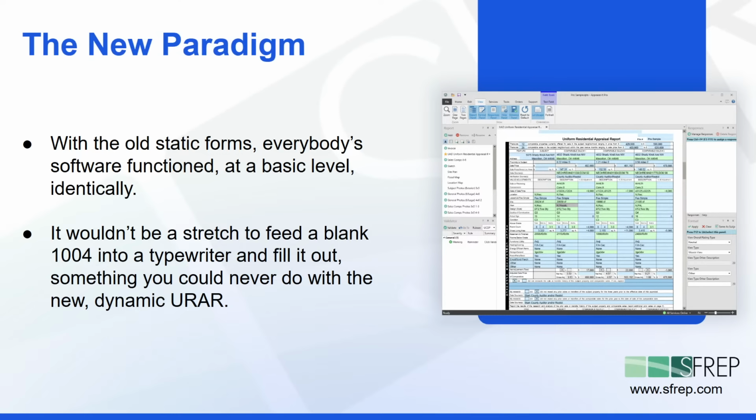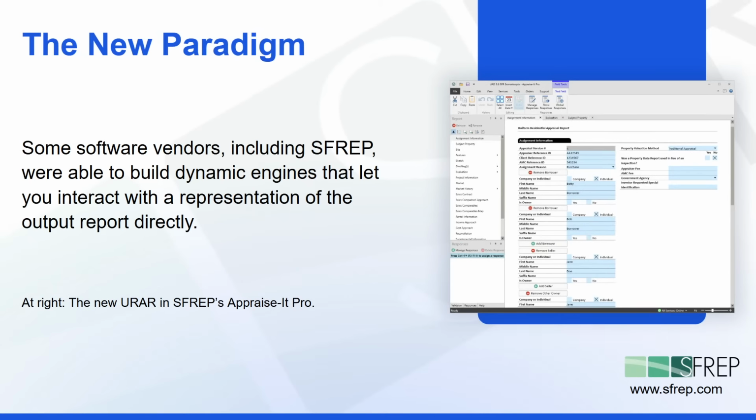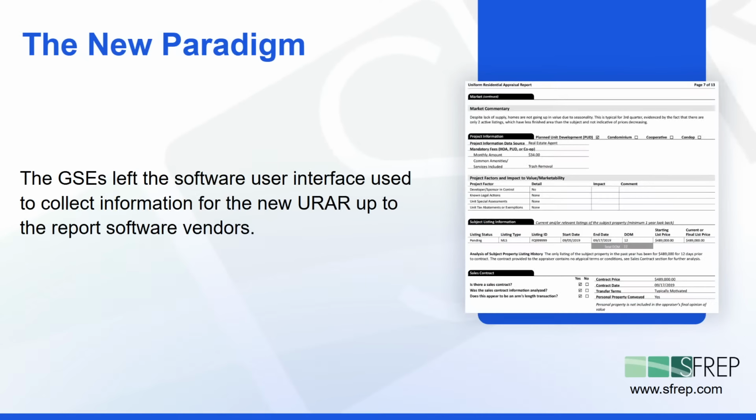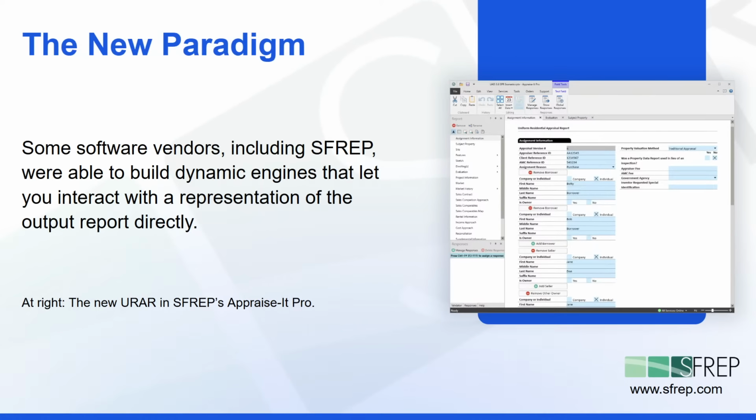I've had a lot of people ask me, hey, can you send me an example report or a blank report so I can kind of fill it out? No, because that report's going to be completely different depending upon a variety of different factors that you fill out as you're going along. So as I said, some software vendors, including SFREP and a la mode, were able to build a dynamic engine that lets you interact with a representation of the output report directly. On the right-hand side is the new UAD 3.6 interface in Appraise-It Pro. And you can see, look at that, and then look at that. They look very similar to each other. That's what we're going for.